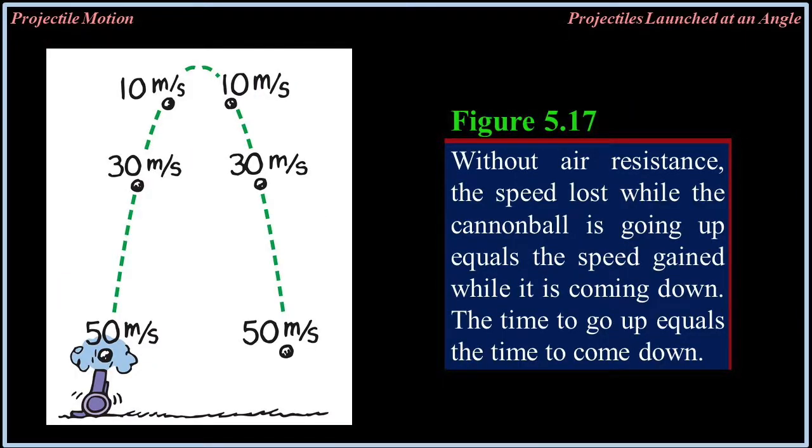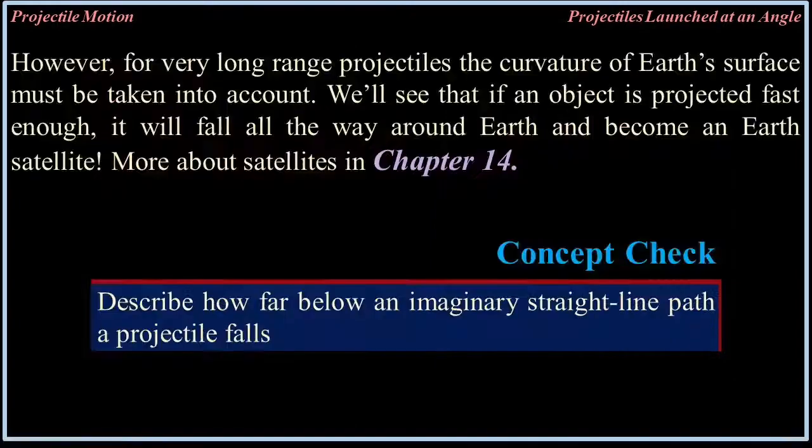Figure 5.17, without air resistance, the speed lost while the cannonball is going up equals the speed gained while it is coming down. The time to go up equals the time to come down. However, for very long-range projectiles, the curvature of the Earth's surface must be taken into account. We'll see that if an object is projected fast enough, it will fall all the way around the Earth and become an Earth satellite. More about satellites in Chapter 14.